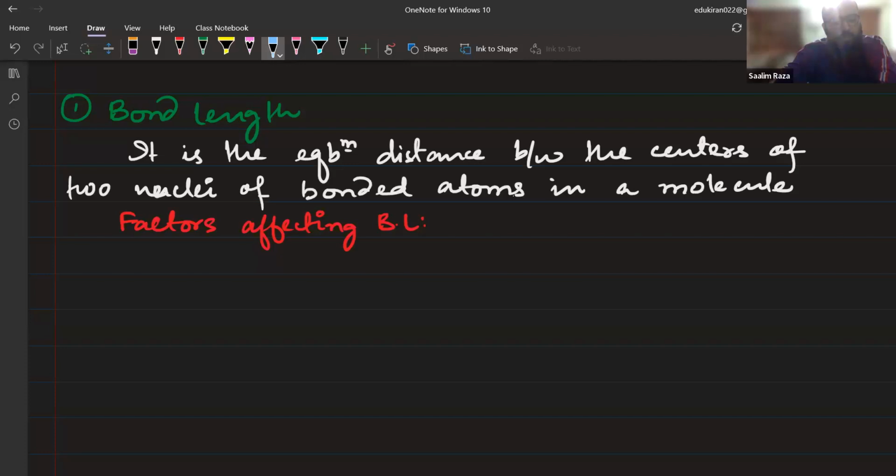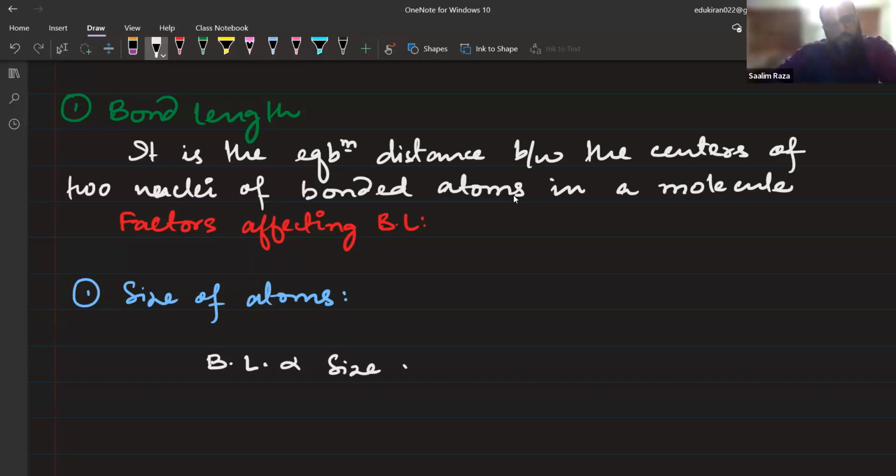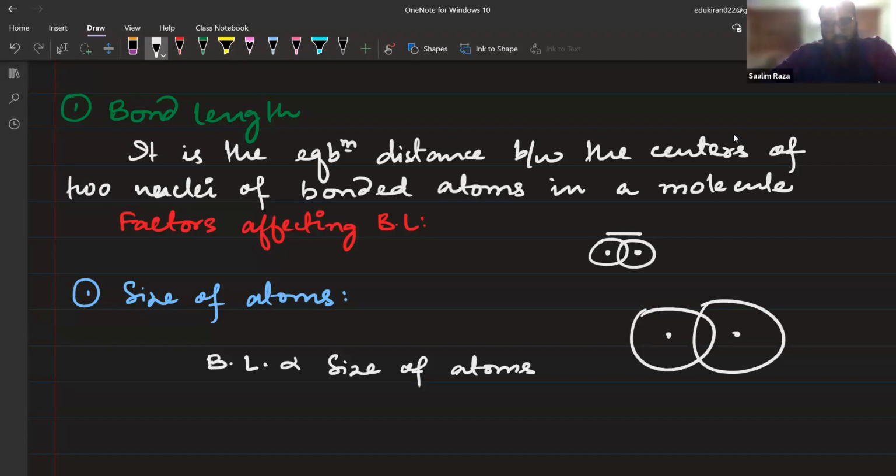In factors affecting bond length, first of all, you are going to write the size of atoms, number one. Bond length is directly proportional to the size of atoms. When we have two small atoms and there is overlapping, the bond distance will be very small. But if I have large atoms like this, the bond distance obviously will be larger, as we can see.